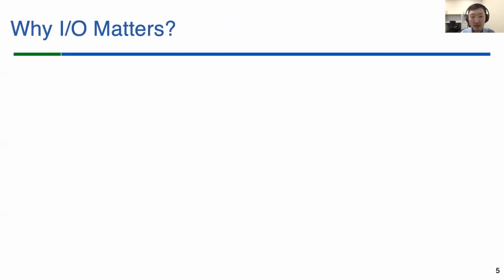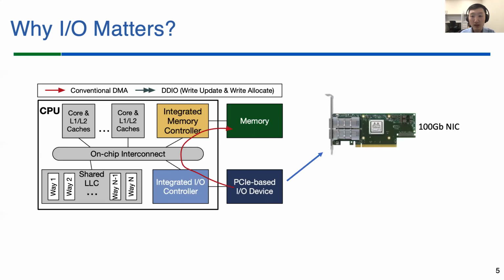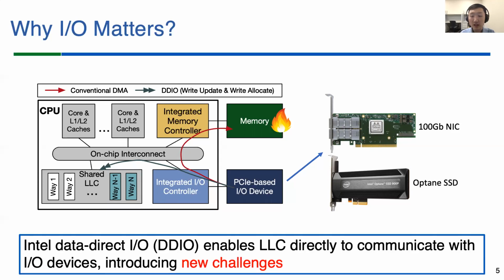So why I/O matters here? This is because of an Intel architectural innovation called Data Direct I/O, or DDIO. Conventionally, when transferring data from a device to the host, the DMA destination is the main memory. However, with the development of modern I/O devices, such as 100 GB Ethernet card and high-speed SSD, memory can become the bottleneck in this data path. Hence, DDIO enables the device to inject data to part of the LLC, bypassing the relatively slow main memory. In other words, now with DDIO, the LLC and device can talk directly.